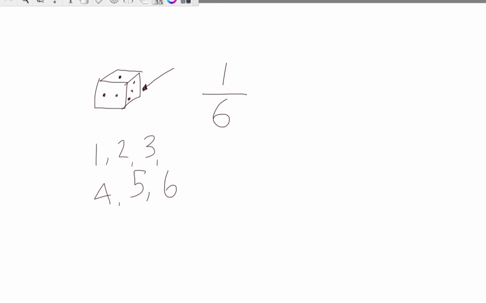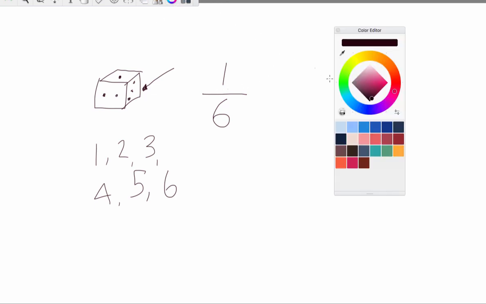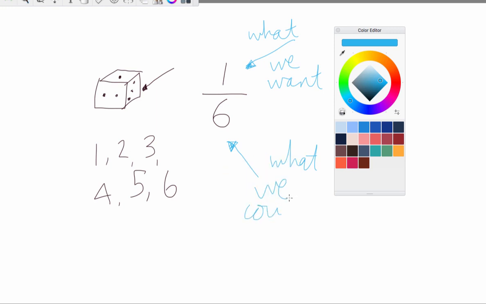Remember, on the top, we write what we want. We want one of the numbers out of 6. And on the bottom, we write what we could get. Sweet. Any questions? No? Good.